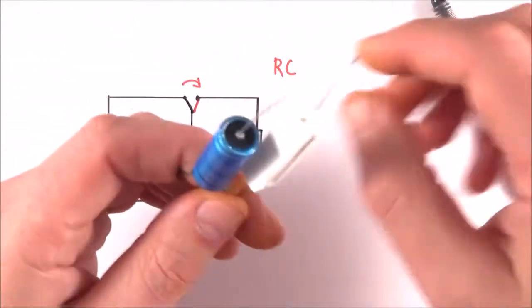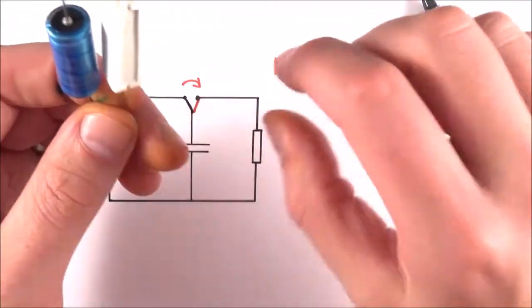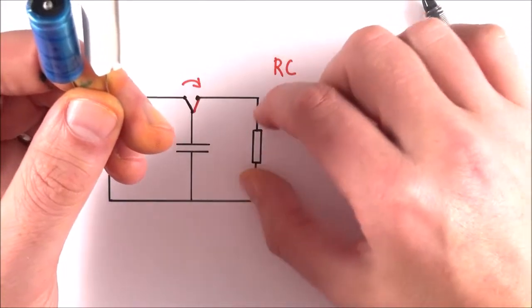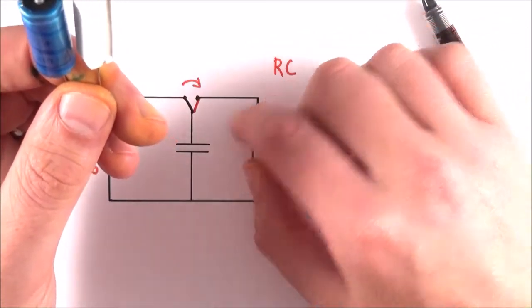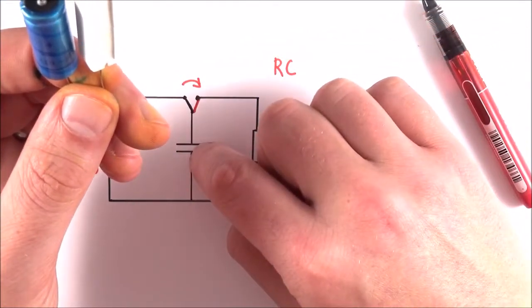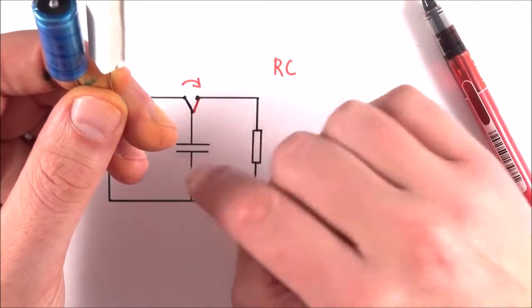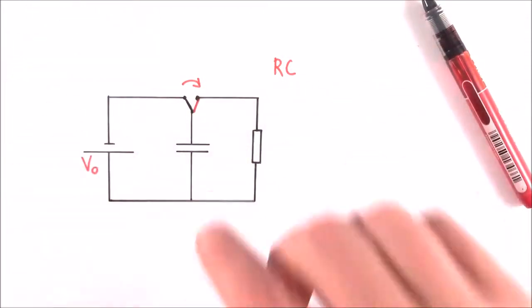And we can look at, perhaps using a voltmeter or some other kind of sensor, how the potential difference changes with time, how the charge in the capacitor changes with time, or how the current in this part of the circuit changes with time as well.